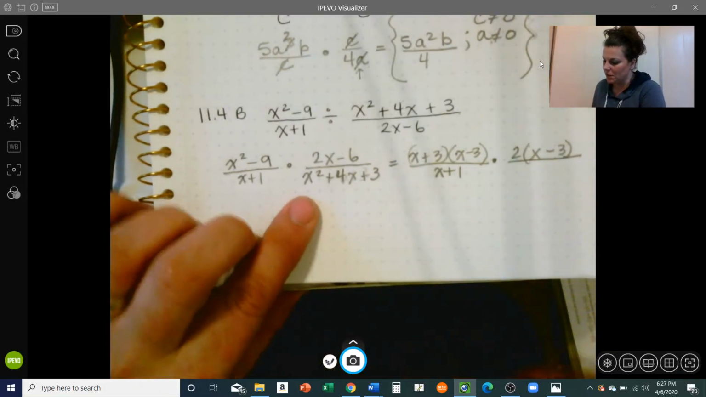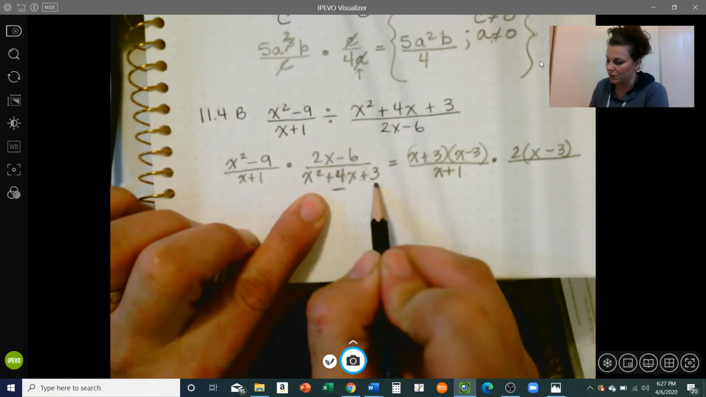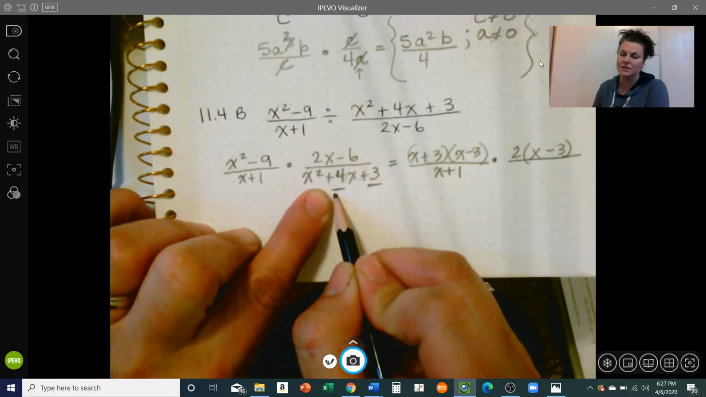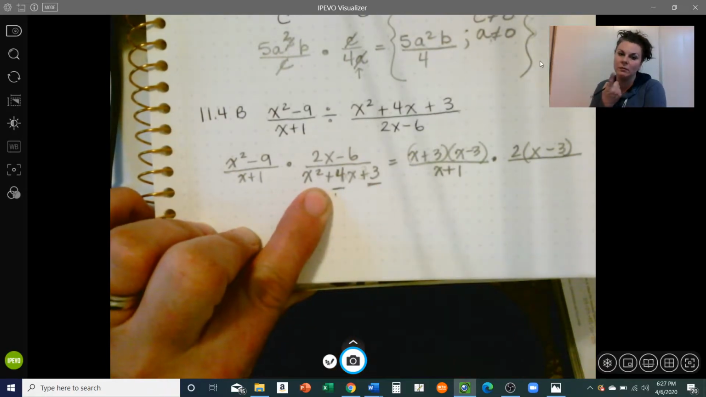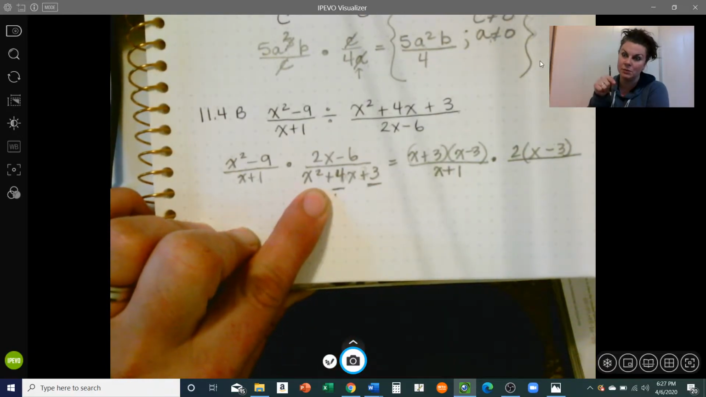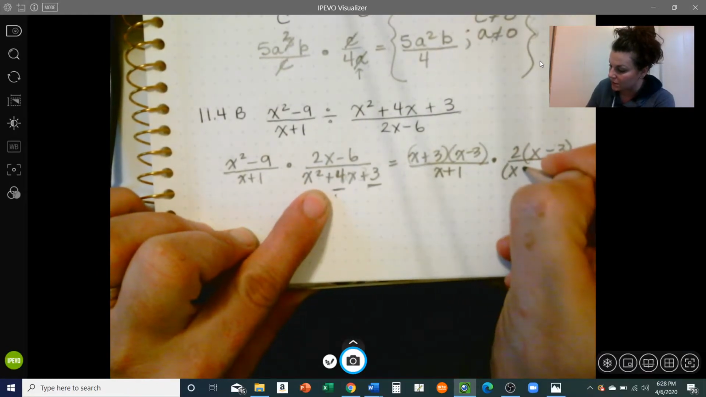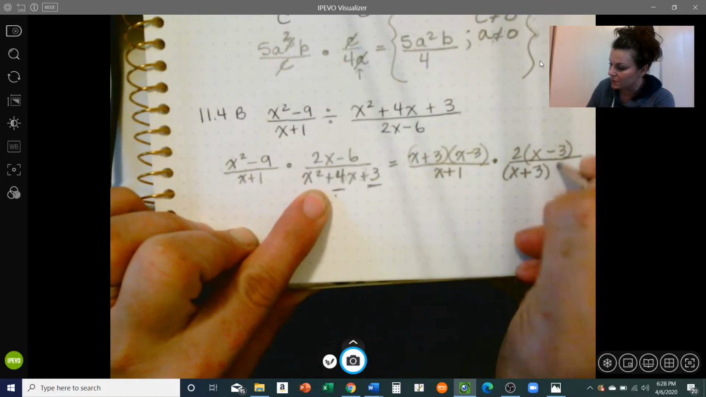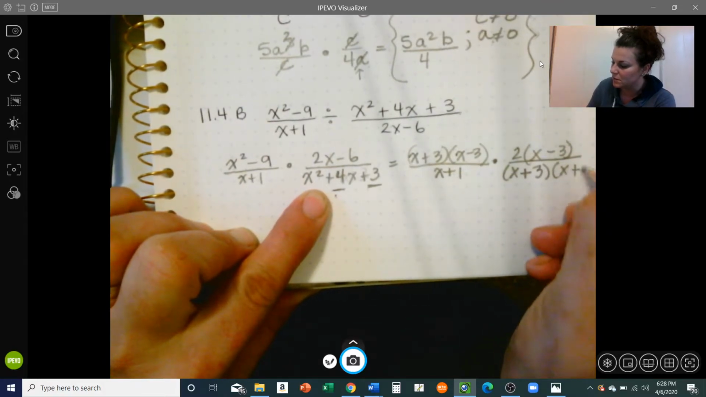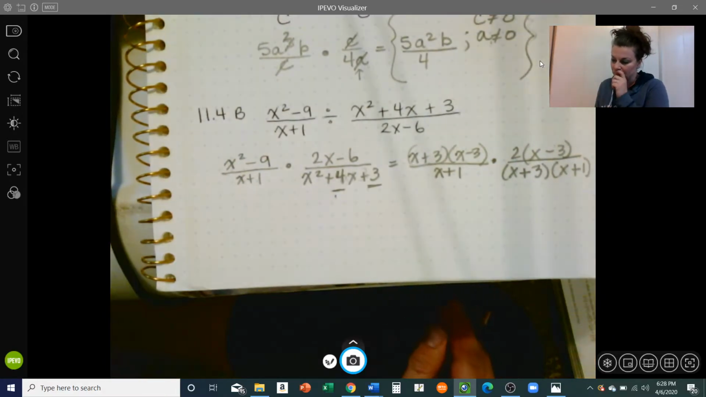And then in the denominator, what do I multiply to get 3 and add to get 4? Well, there's only one way to multiply to get 3: 3 times 1, and 3 plus 1 is 4. So I have x plus 3 times x plus 1.